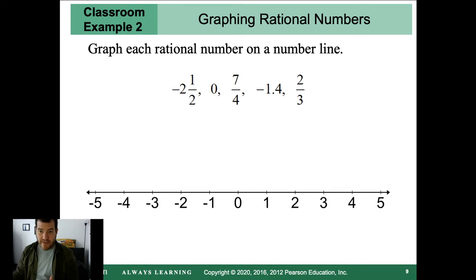Okay, so graph these ones. So I want you to pause the video and see if you can graph these on the number line. We've got some whole numbers there. We've got some rationals. We've got some irrationals. We've got some integers. So go ahead and take a second and pause the video and see if you can graph these on this number line.